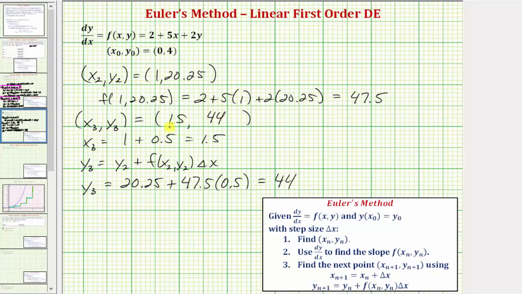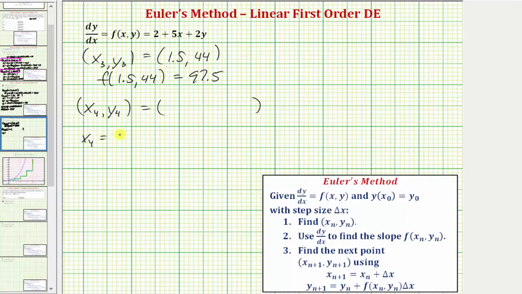And now we need to find the slope at this new point. So f of 1.5 comma 44 is equal to 2 plus 5 times 1.5 plus 2 times 44, which comes out to 97.5. And now we can find our last point, x sub 4 comma y sub 4. X sub 4 is equal to x sub 3, which is 1.5, plus delta x, which is 0.5, which gives us 2 for x sub 4.